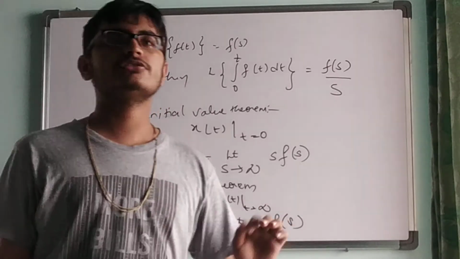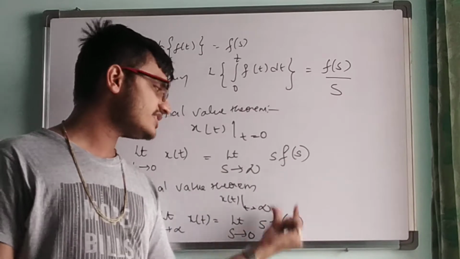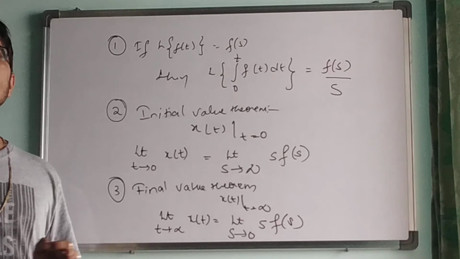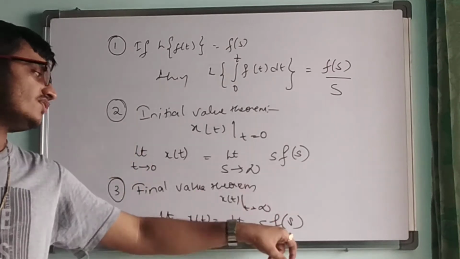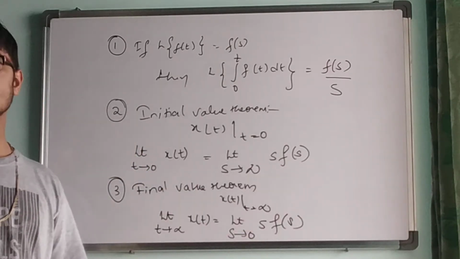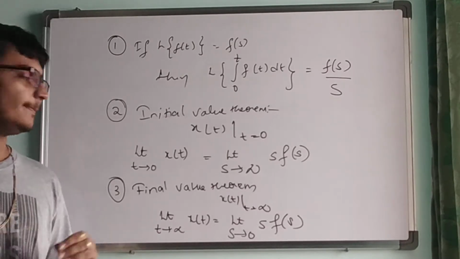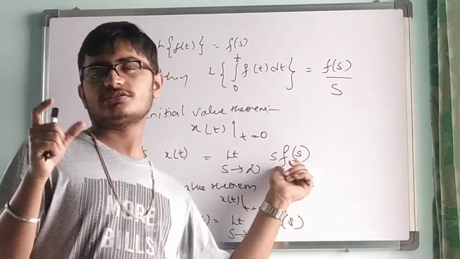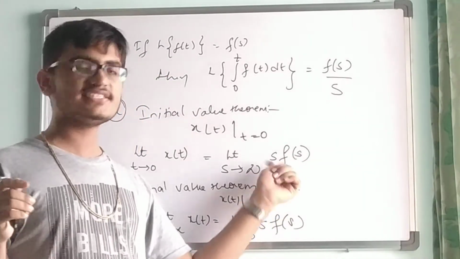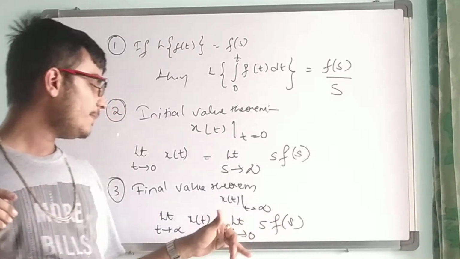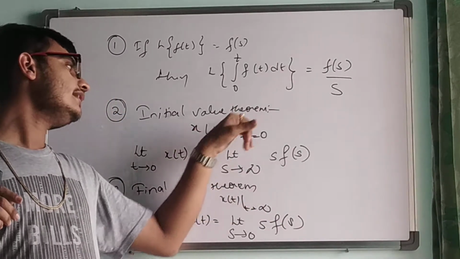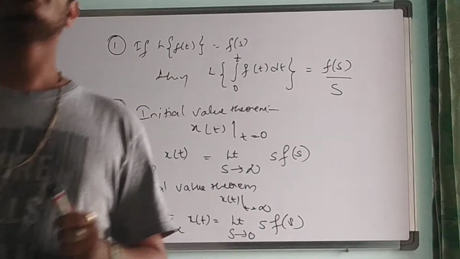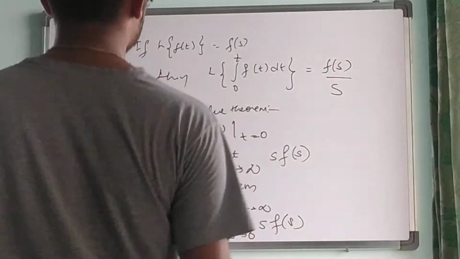So in the question you will be given the value of X of s. In the question it will tell you to determine the initial value for the function whose Laplace transform F of s, or X of s or Y of s, is equal to so and so. In that case, what will you do? You will multiply that Laplace transform function by s, and then apply s tends to 0 for final value, and s tends to infinity for initial value. Okay. So let me discuss one example so that you can clearly understand this.